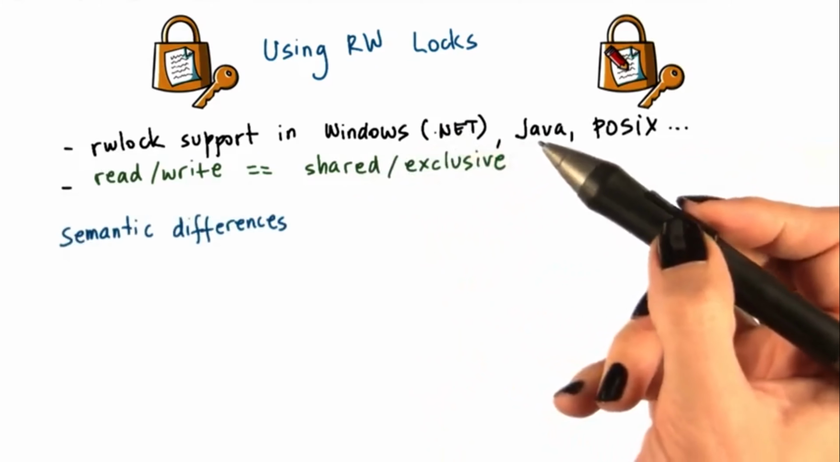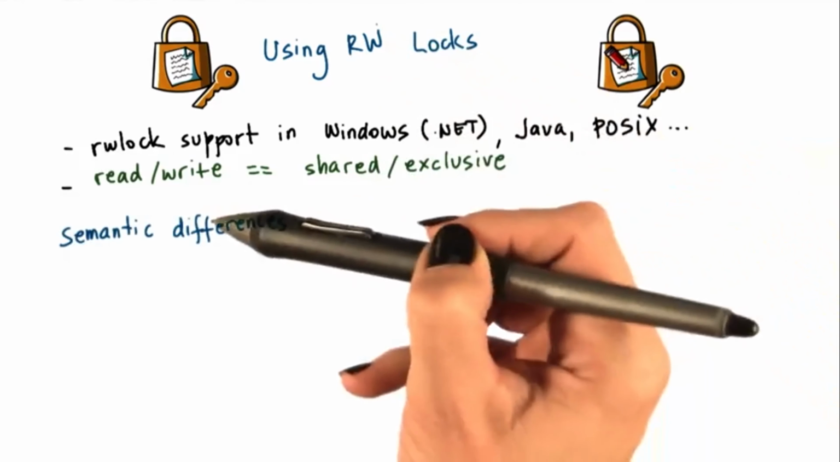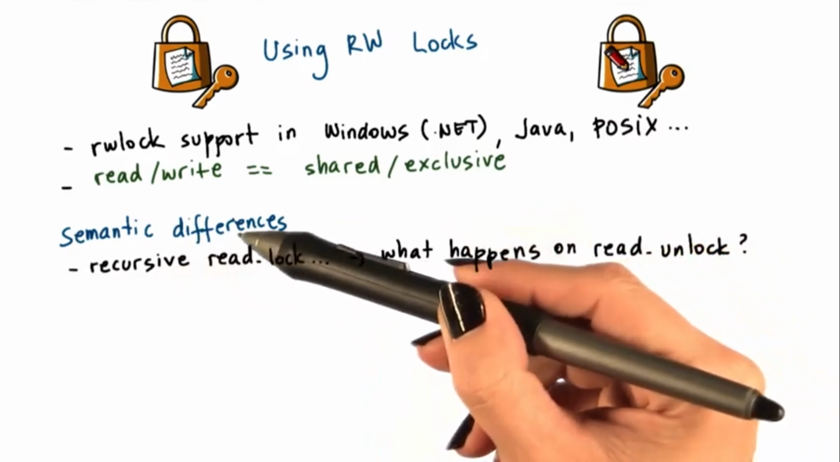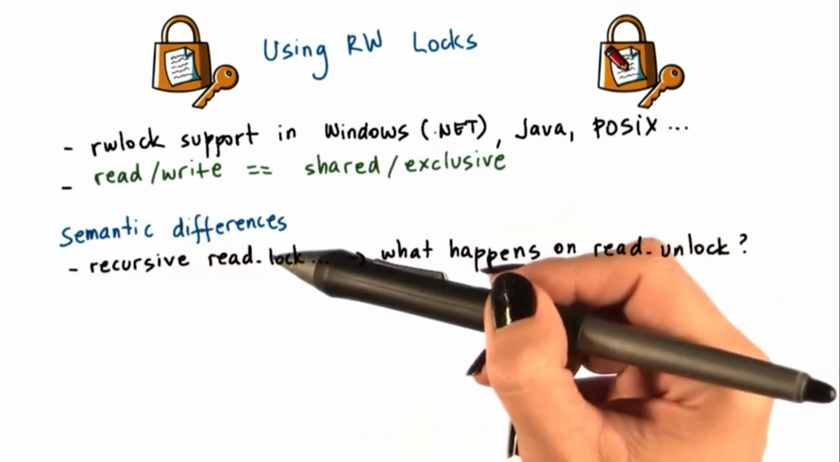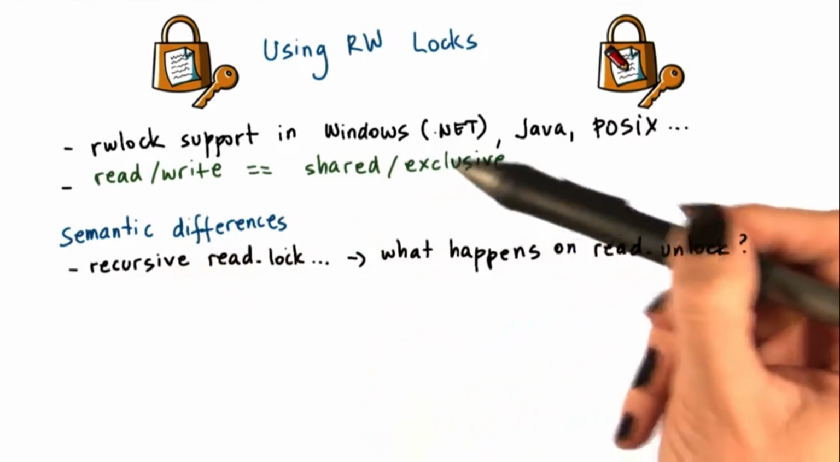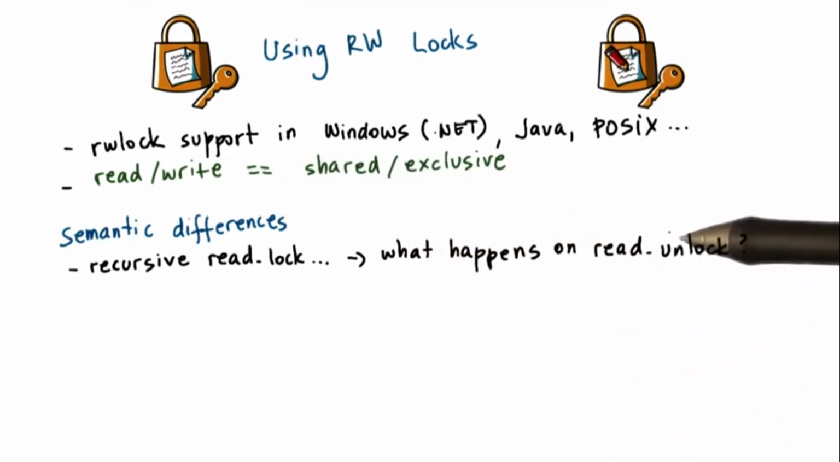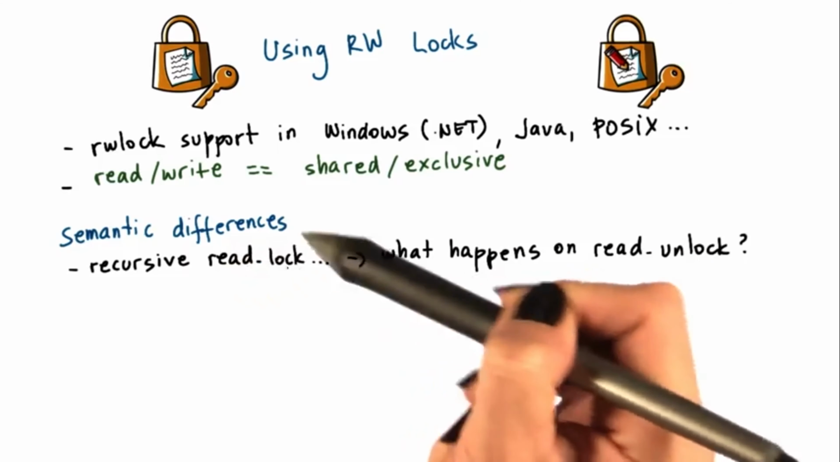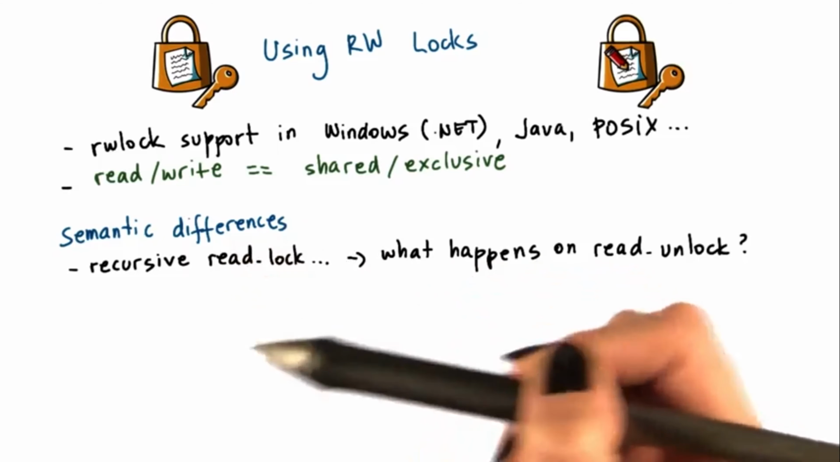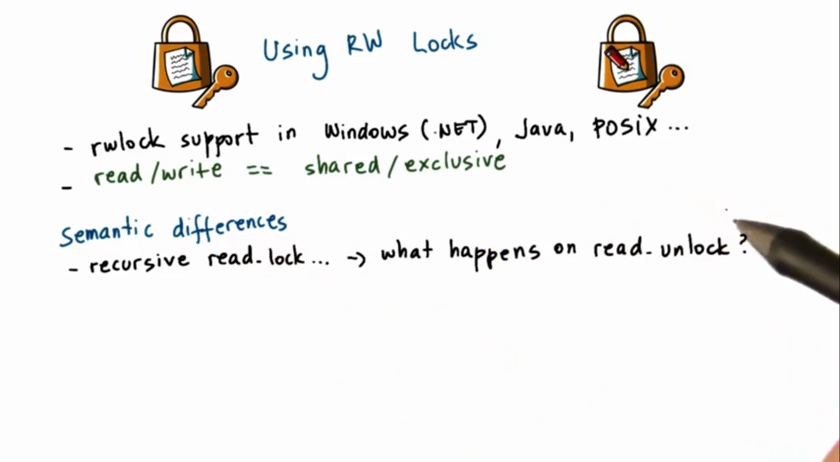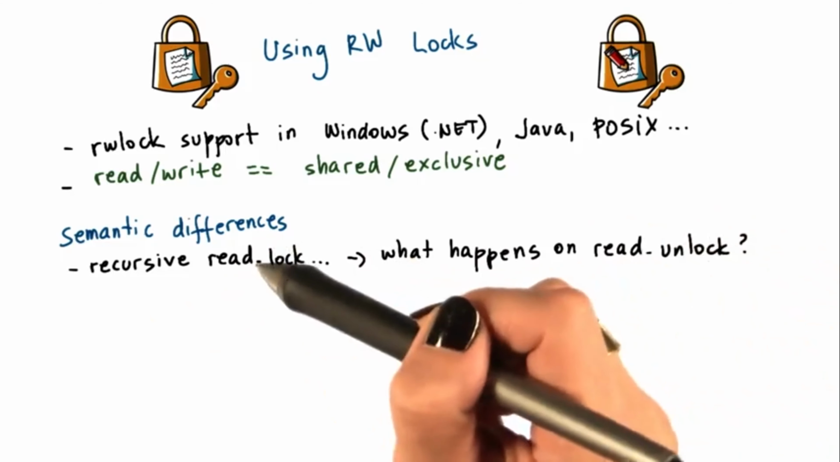However, certain aspects of the behavior of the reader-writer locks are different in terms of their semantics. For instance, it makes sense to permit recursive read-lock operations to be invoked, but then it differs across implementations on exactly what happens on read-unlock. In some cases, a single read-unlock may unlock every single one of the read-lock operations that have recursively been invoked from within the same thread, whereas in other implementations, a separate read-unlock is required for every single read-lock operation.